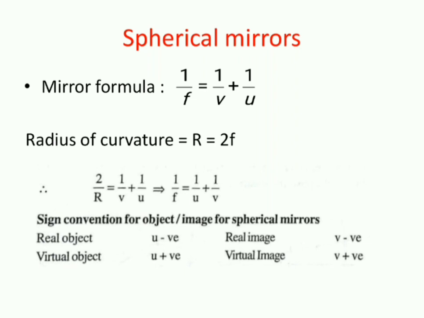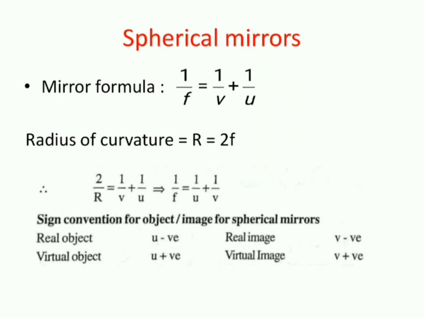And for all spherical mirrors, we know radius of curvature is double the focal length. R is equal to 2f. So in terms of radius of curvature, your mirror formula can be written as 2 by r is equal to 1 by v plus 1 by u.